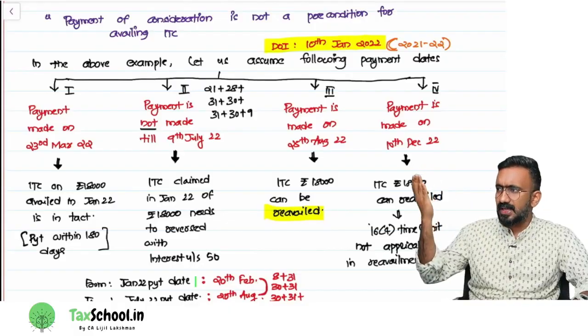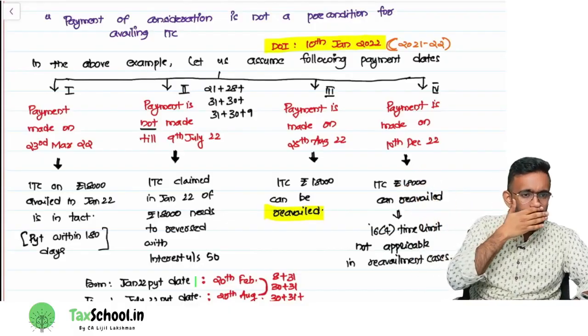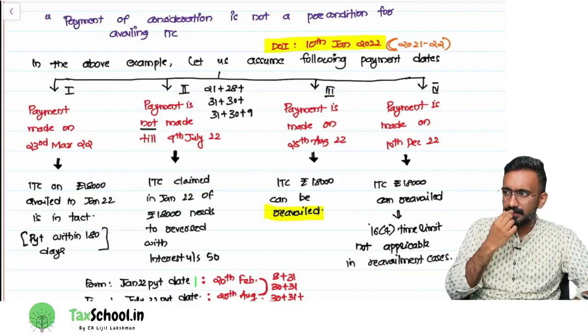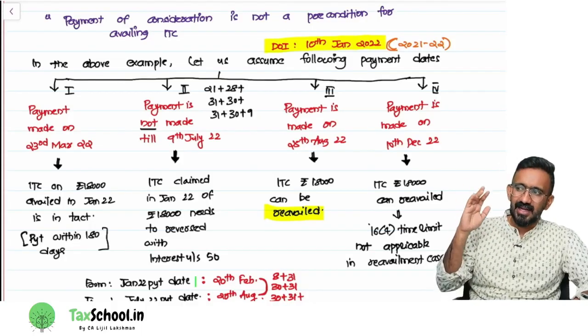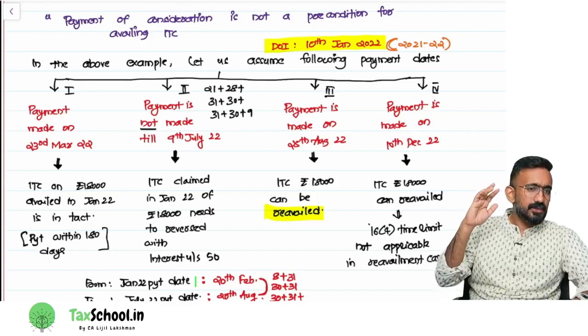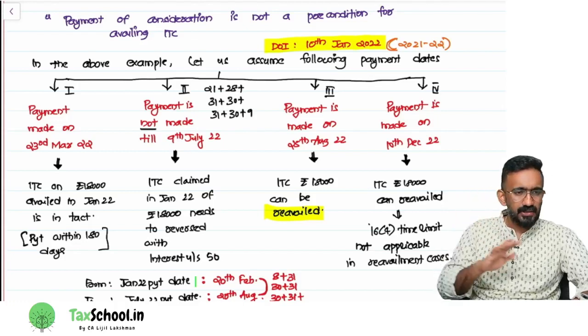So I have given multiple dates for you to analyze what will be the implication if the payment is not made within these days. 10th Jan 2022 is the invoice date. First payment was made on 23rd March 2022, which is within 180 days. So whatever ITC taken by MyG in January is intact. There is no reversal required.